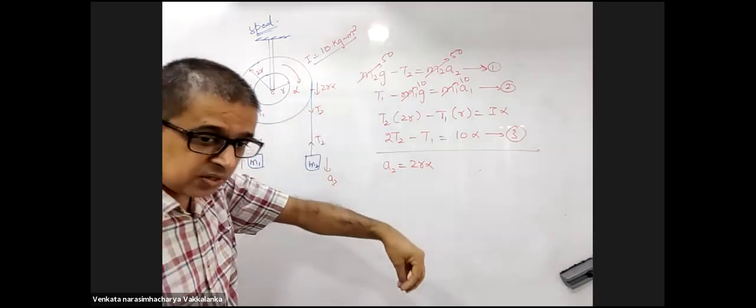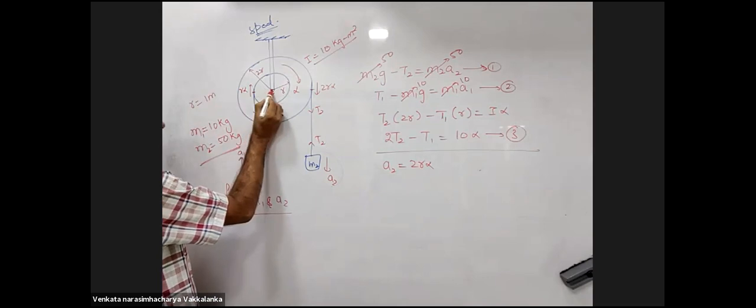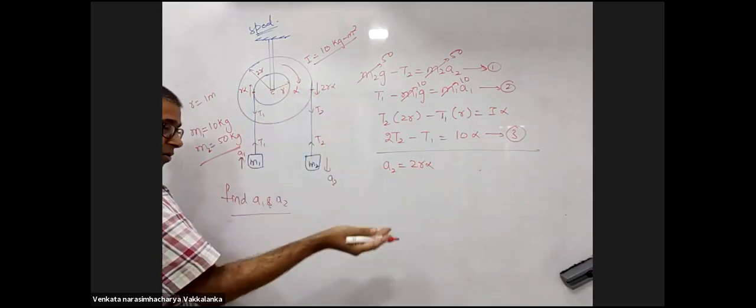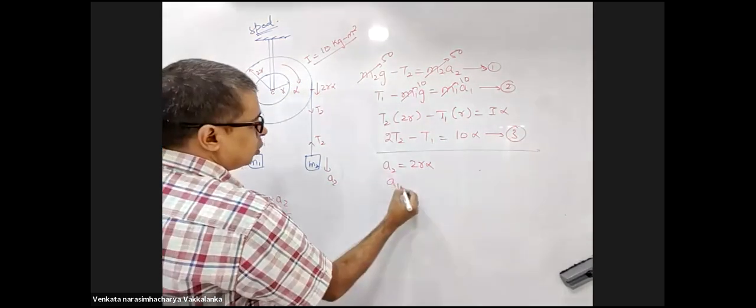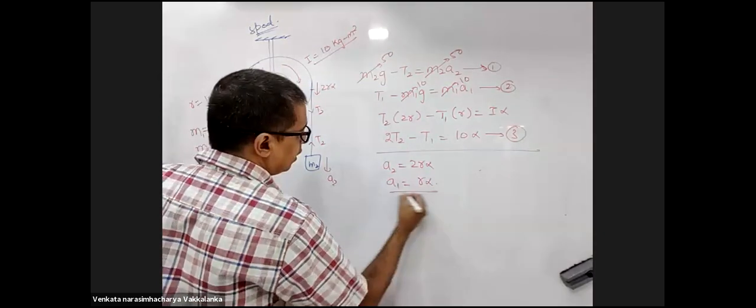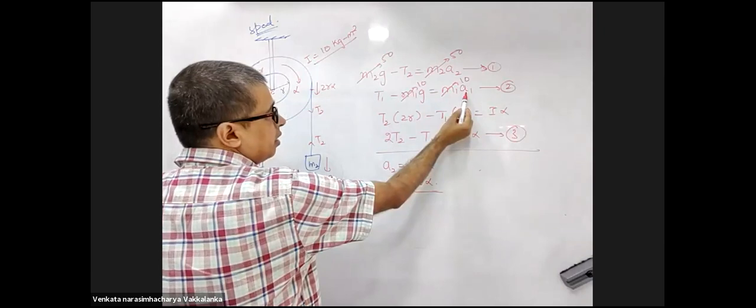Plus acceleration of center of mass with respect to ground is 0. Same here, R alpha with respect to center of mass, plus acceleration of center of mass with respect to ground is 0. So R alpha should be equal to A1. So technically A2 is 2 times A1.